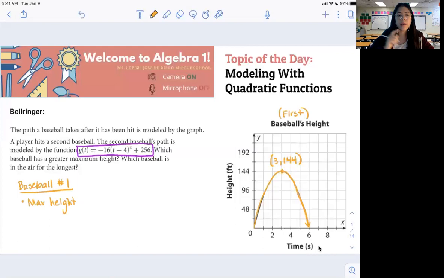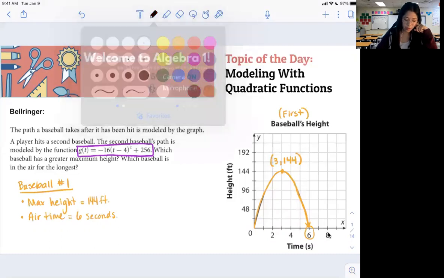All right. What's another thing that I know about this first baseball? The x-intercepts. What are they? 6 and 0. So what does the 6 tell me? The total time, total air time. It was in the air for 6 seconds. Okay. And that's basically all I need to know.